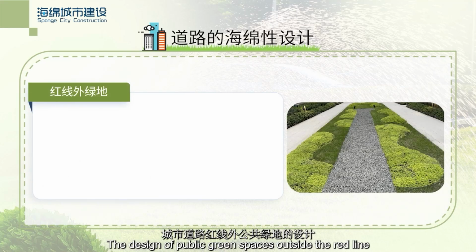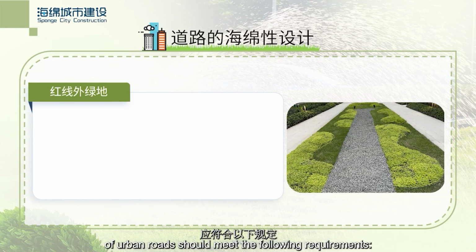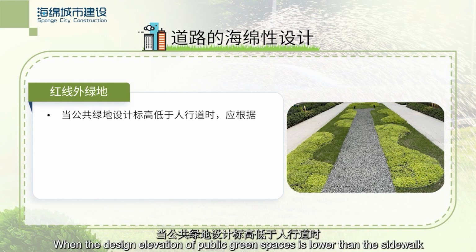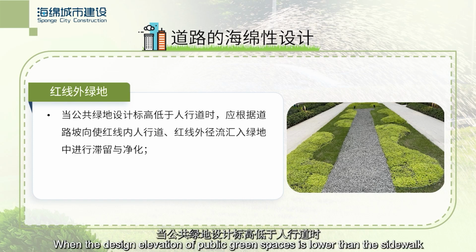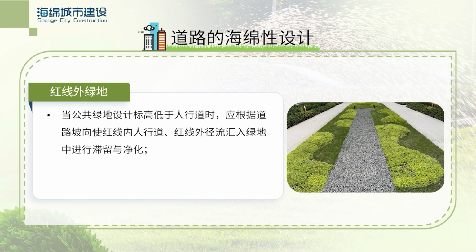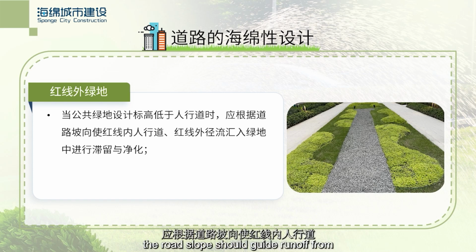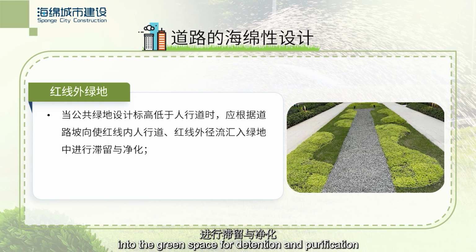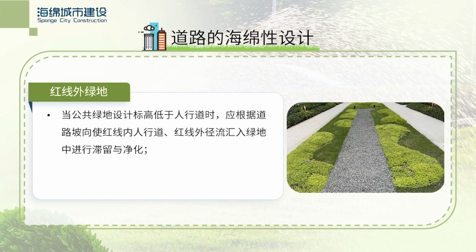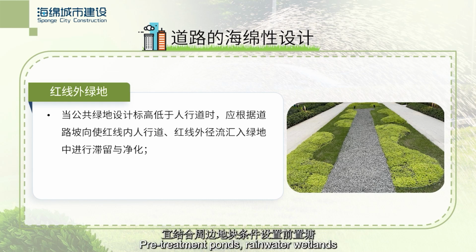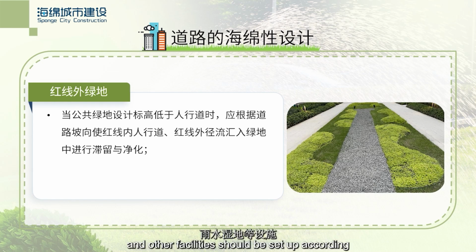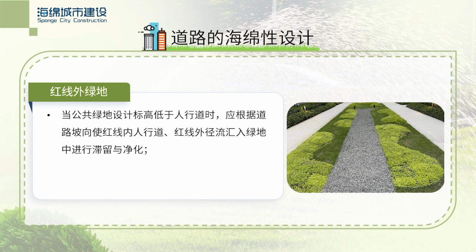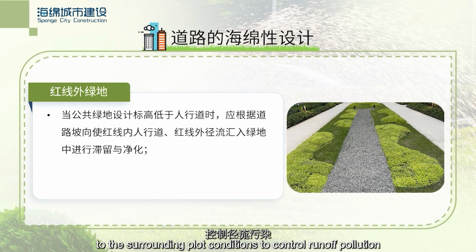The design of public green spaces outside the red line of urban roads should meet the following requirements. When the design elevation of public green spaces is lower than the sidewalk, the road slope should guide runoff from the sidewalk within the red line and the area outside the red line into the green space for detention and purification. Pre-treatment ponds, rainwater wetlands, and other facilities should be set up according to the surrounding plot conditions to control runoff pollution.